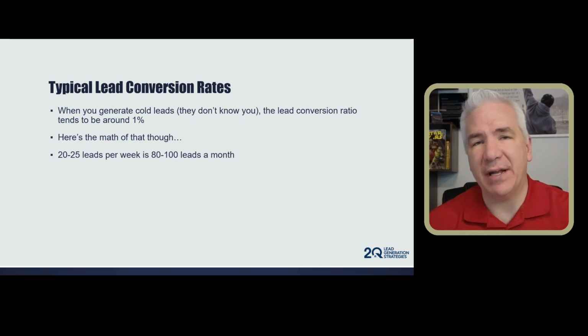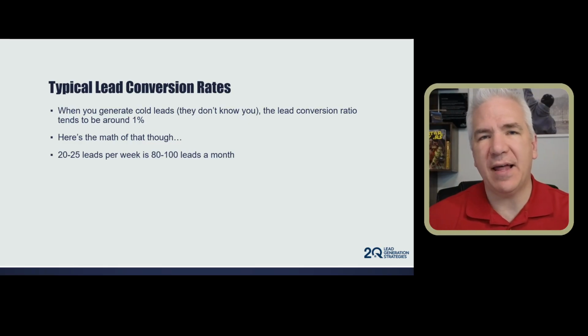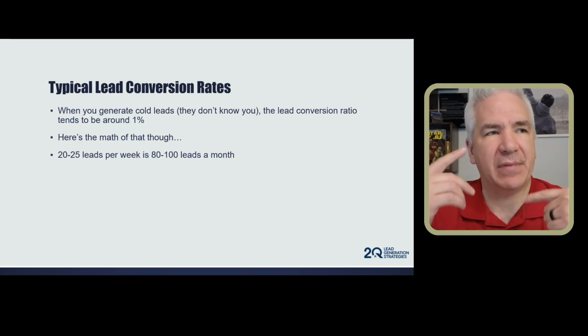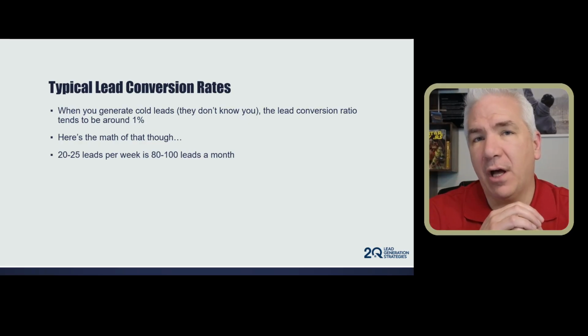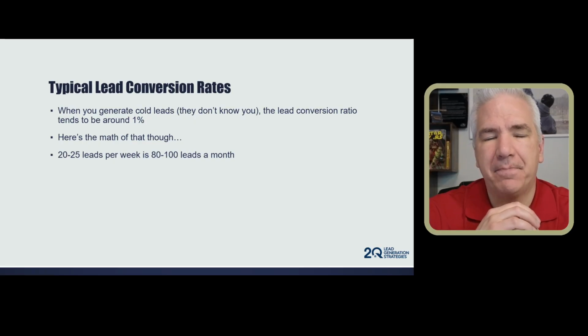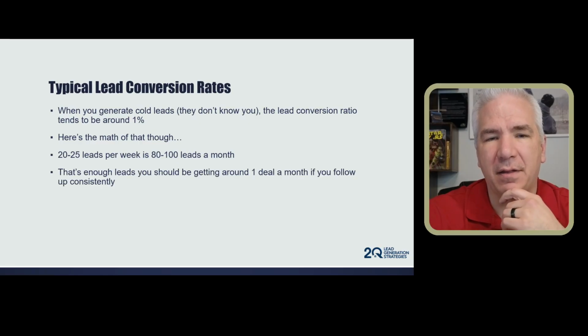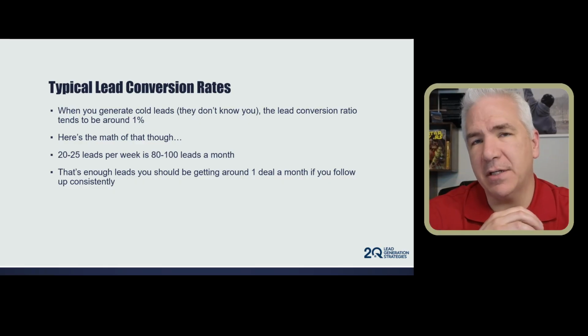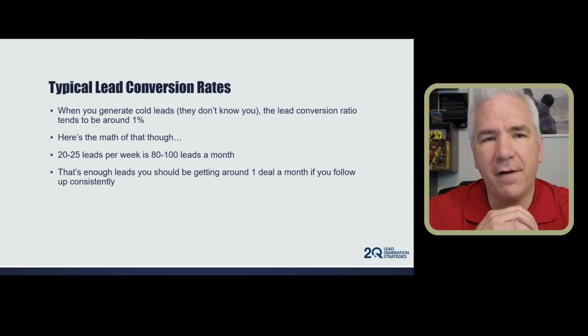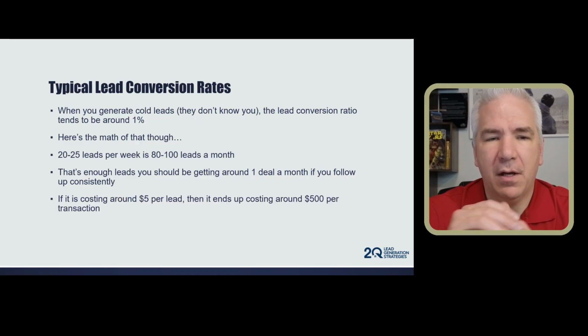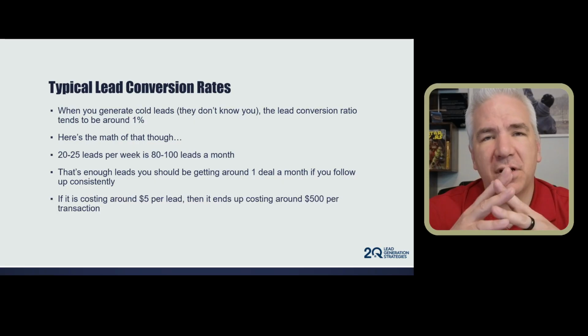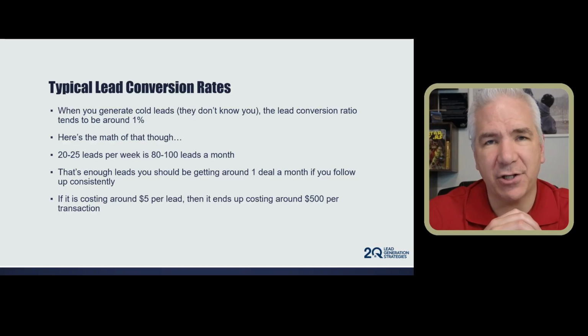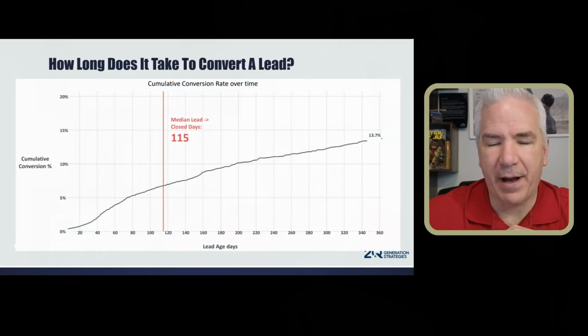So here's the math. The reason I call this how to generate 20 plus leads a week is when you're getting in the range around 20 to 25 leads a week, that's enough volume, 80 to 100 leads a month. And if you're getting 80 to 100 leads a month, and you're consistent with the lead follow-up strategies I'm going to teach you, you should be doing about a deal a month off of that at a minimum. And if it's costing you $5 a lead and it takes 100 leads to get a transaction, then again, you're into this for about $500. That's what it's going to cost you. Okay, that's kind of the norm of this.